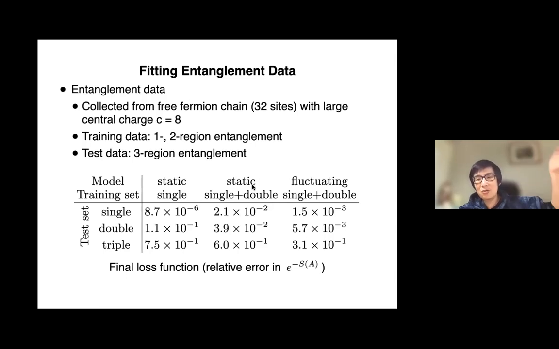So the static model tries very hard to fit all the entanglement data, but still cannot do a very good job. But with the fluctuation, we can see a significant improvement of the relative error in both single and double region data. And it even has a better prediction for triple region data, even though it's not trained on it. So it provides a better model for multi-region entanglement.